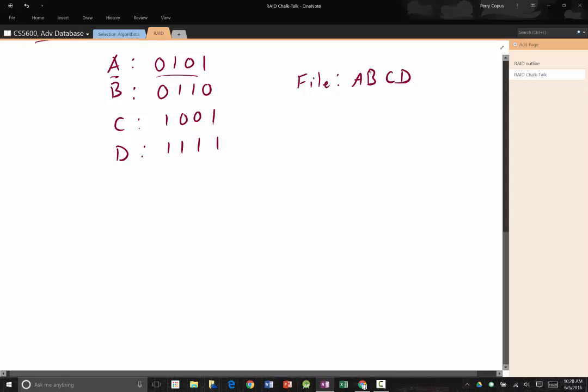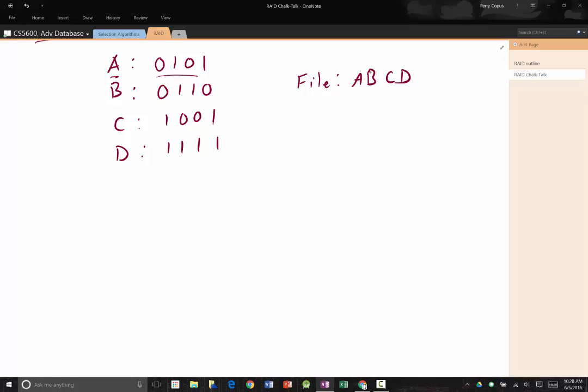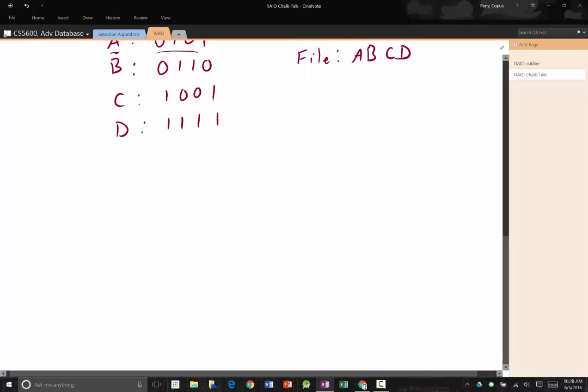Remember, we have 4-bit blocks in our illustration. We're going to divide it up blockwise across more than one disk for RAID 0. So here's what RAID 0 looks like. We've got disk 1 and disk 2. And what we will do is write A on disk 1, and B on disk 2, C on disk 1, and D on disk 2.